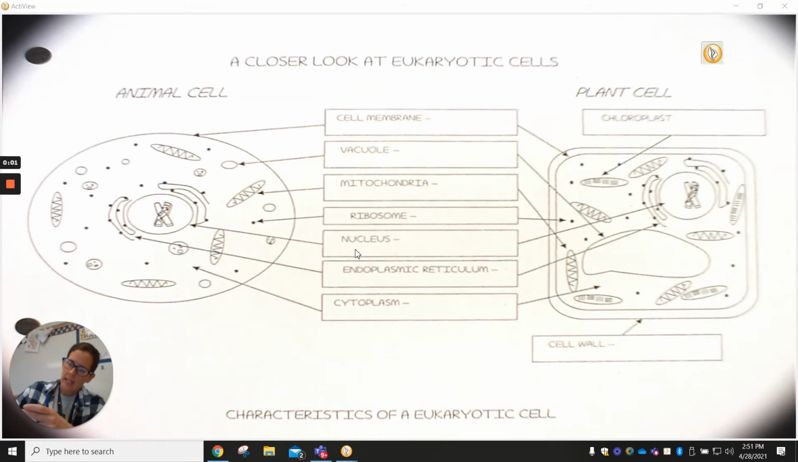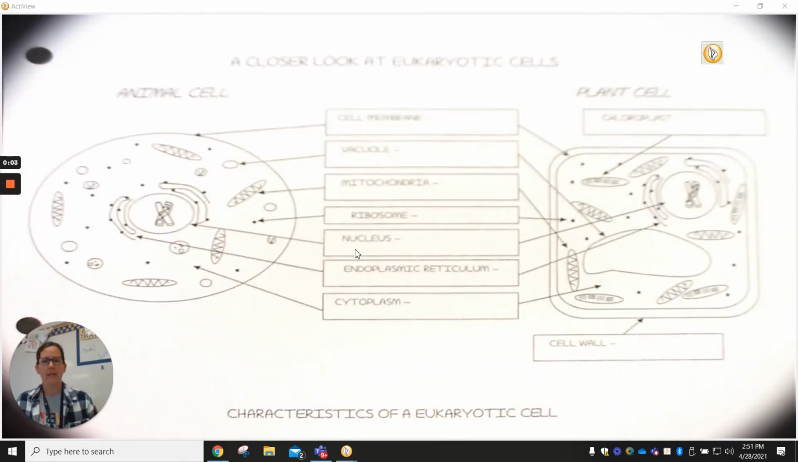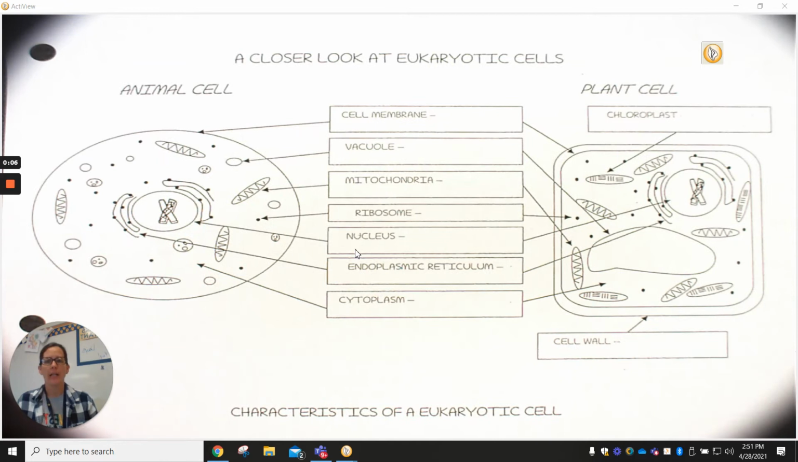Hello. So today we're going to talk a little bit more about these prokaryotic and eukaryotic cells, and namely what these organelles are and why they're important. So we're going to look at the eukaryotic cell first.